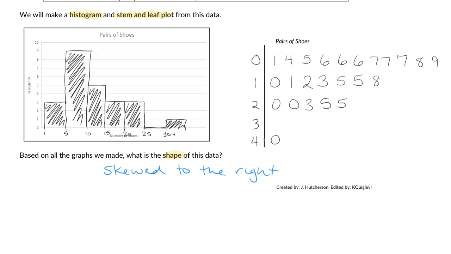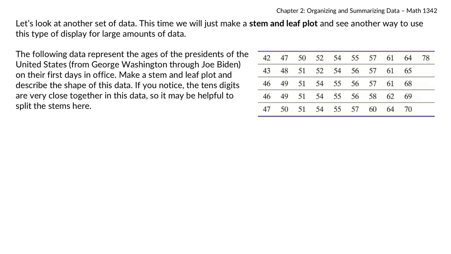Okay, we're going to leave the shoes alone for a bit. We're going to talk about the same displays of data, maybe in a different way than I had attempted the first time. So again, we're going to make a stem and leaf plot to display the data in this table. The following data represents the ages of the presidents of the United States from George Washington through Joe Biden on their first days in office. What's nice about this data that our shoe data was not is that this is sorted from least to greatest. Y'all see how it starts least here and then goes to greatest? That'll make this way easier instead of me missing numbers because I was looking all over our data tables. Okay, we're going to make a stem and leaf plot and describe the shape of this data.